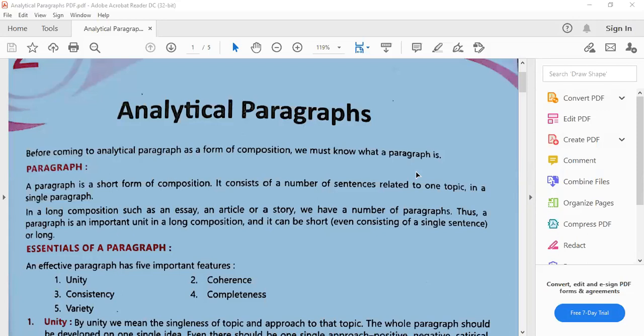What do you do in maths if you are given any pie chart or any bar graph? What do you do in maths? There you don't write a paragraph. What do you do there? Please explain me.